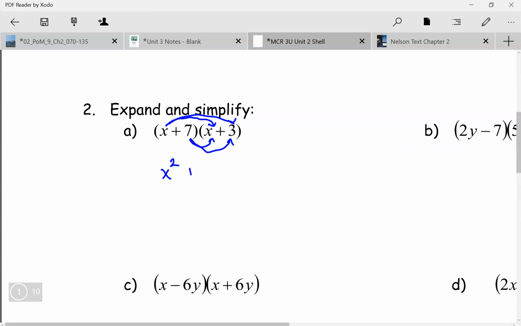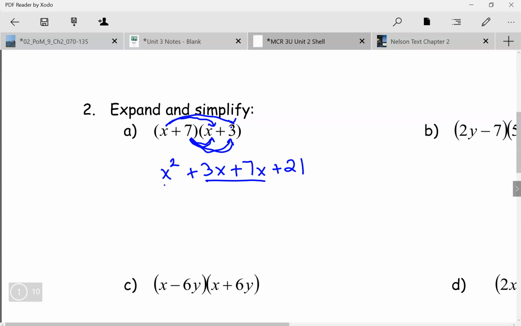Then we have a plus 3x, because we do that. Then we have a plus 7x. And then we have a plus 21. Usually, if you do this in the same order that I've done it, the middle 2 terms will add together and give you plus 10x. But again, this is just combining like terms. You see, we have an x squared term, we have an x term, and a constant term.